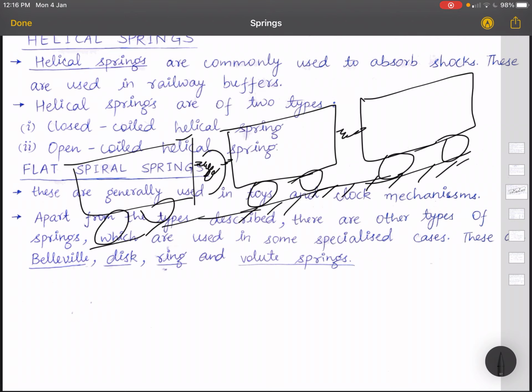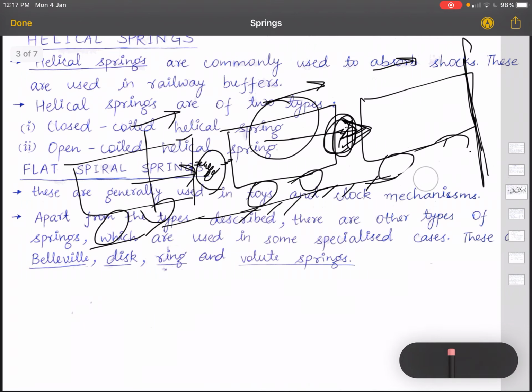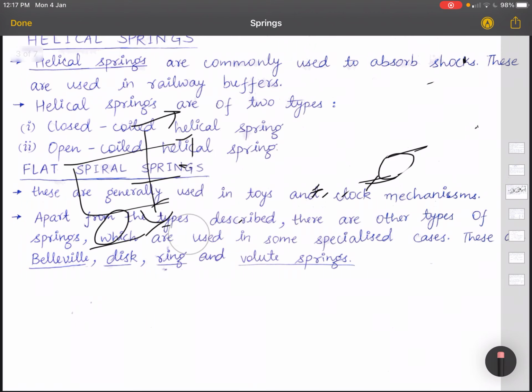Why is this used? Suddenly this is moving in this direction, but suddenly brakes are applied, so this will stop here, but it has some momentum, so it will try to hit this one and it will try to hit this one. So what this spring is doing is absorbing energy here, in this place. These types of spring are used in railway buffers.